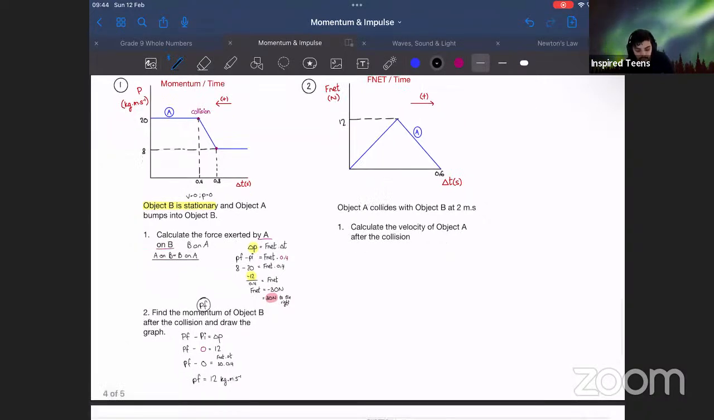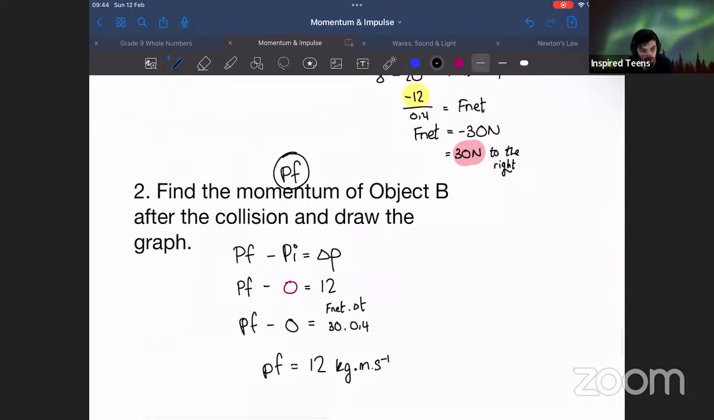No problem. So find the momentum of object B after the collision and draw the graph. Okay, we need to draw the graph still. So find the first part: find the momentum of object B after the collision. So that's P final. We only know one formula that breaks down P final, and that's delta P is equal to P final minus P initial. So that's the formula we're going to write down and see if we can solve it from there.